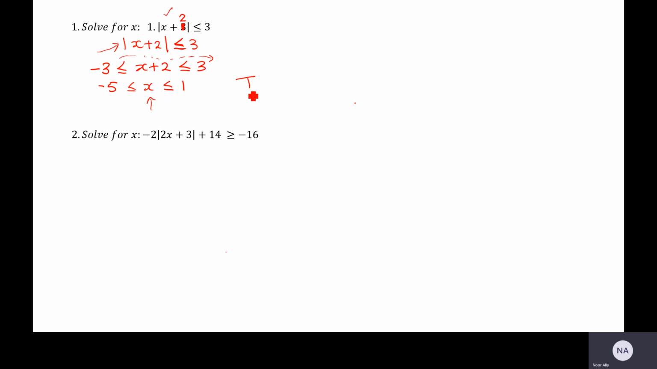Interval notation. Let's just indicate our interval notation as well. Using brackets, it's square brackets because the end values are included. There you go. There's our interval notation. Okay, solve for x. Number 2.